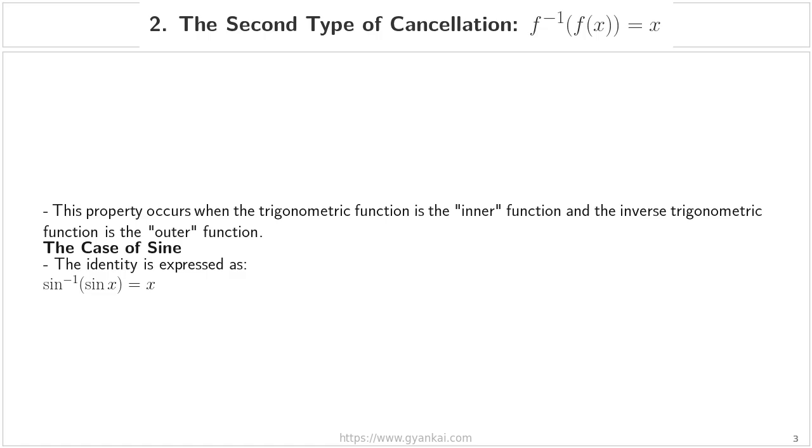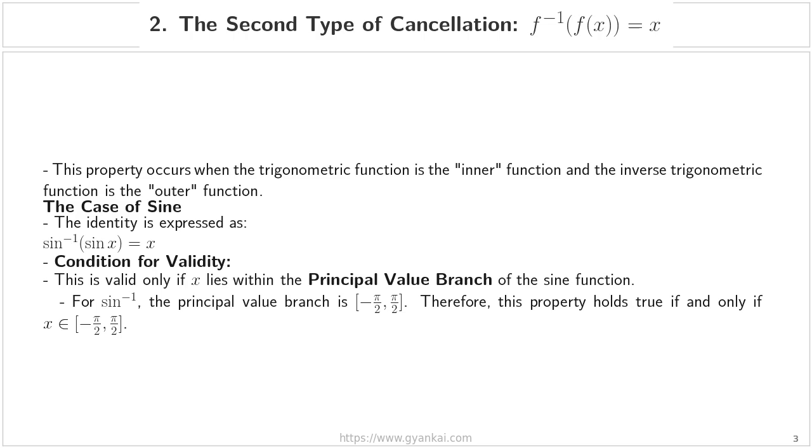The identity is expressed as inverse sine of sine x equals x. However, it is crucial to note the condition for validity. Unlike the first property we discussed in the previous slide, this identity is not universally true for all values of x. It is valid only if x lies within the principal value branch of the sine function. For the inverse sine function, the principal value branch is the interval from -π/2 to π/2. Therefore, this property holds true if and only if x is between -π/2 and π/2.